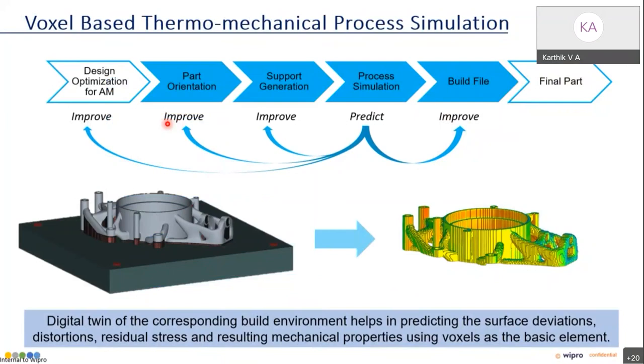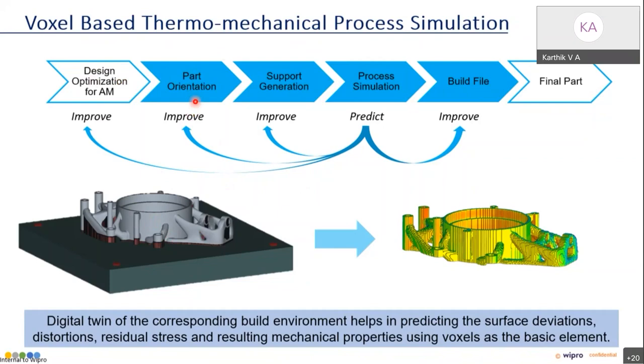So coming to the entire process from designing to the build file generation before the part fabrication, we basically use the design file or the CAD model, which is given to design and optimize the component for additive manufacturing. Once that is done, we work on the orientation of the part, because again, like I mentioned, the orientation of the part plays an important role in how the part performs during its application. So in this regard, we work with the part orientation significantly.